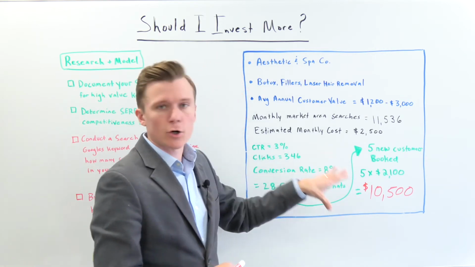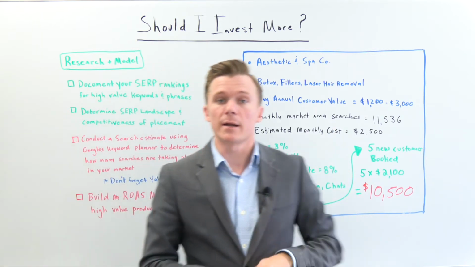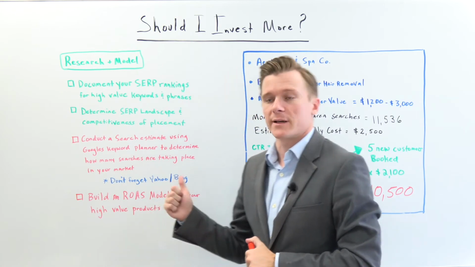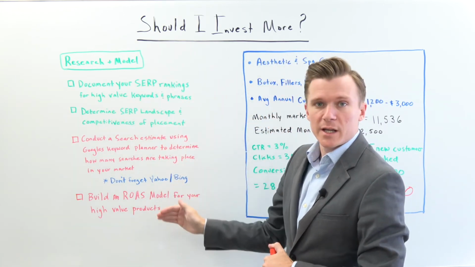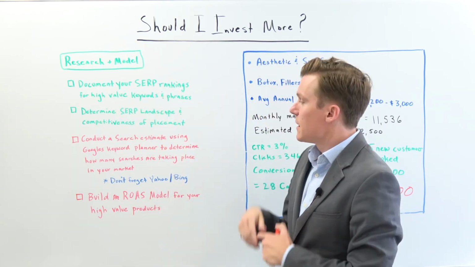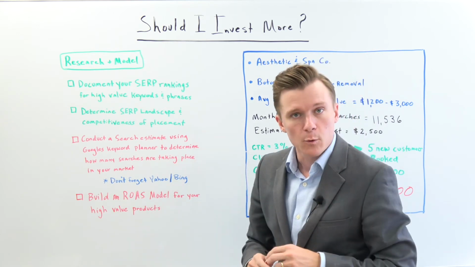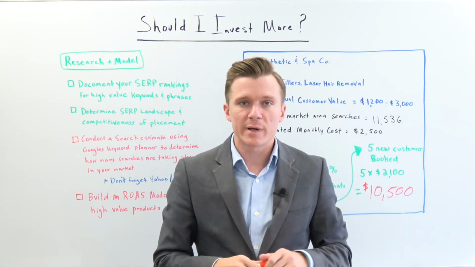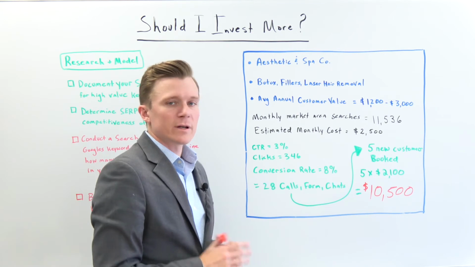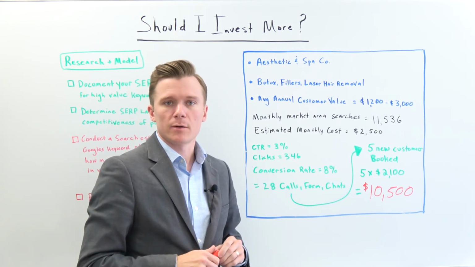The only way that you can determine this sometimes is by running a campaign. But a great basis for running the campaign is documenting your results page rankings, understanding the Google Keyword Planner, how many searches are being done, and then formulating a good return on ad spend model to see if it makes sense for your business.